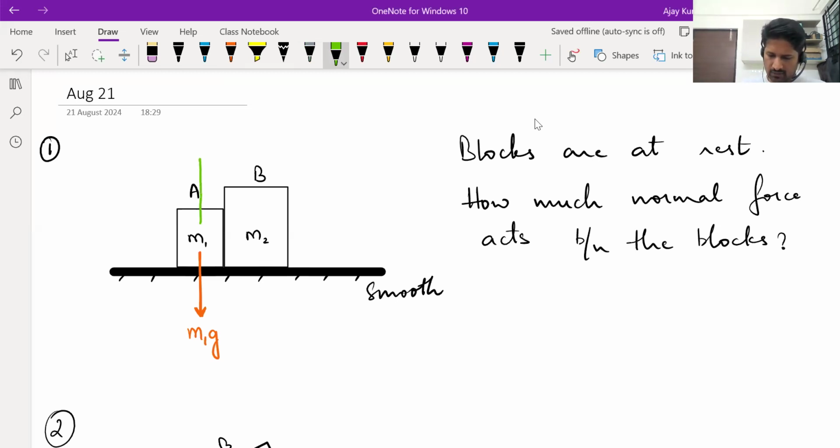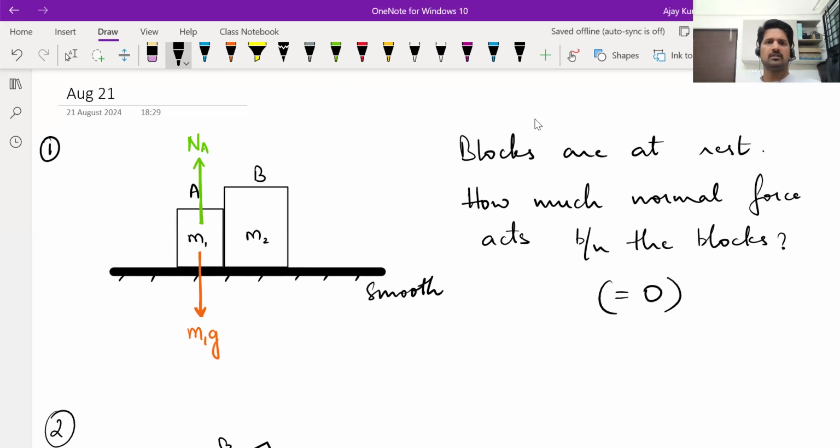So you are indirectly saying that there won't be any normal force between A and B. If you are saying these two are the only forces acting on A, that means you are saying B is not exerting any force on A. So yes, sir. Okay. So your answer to the question is 0. We'll see.